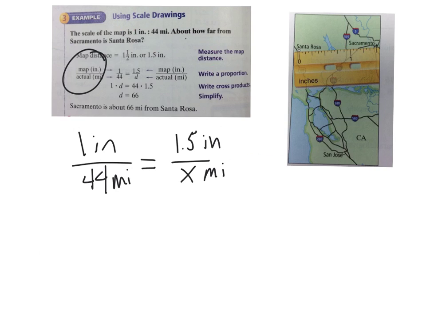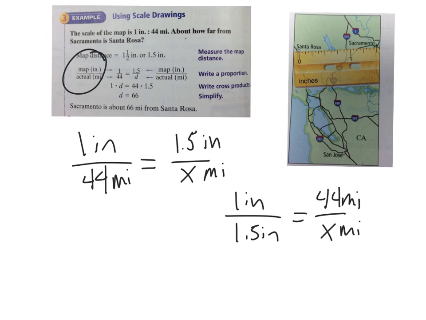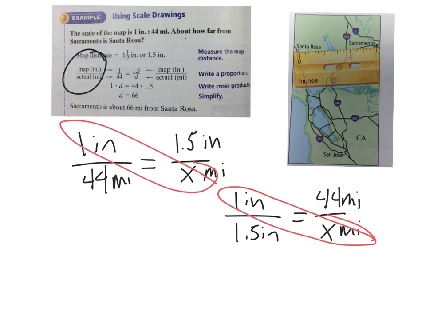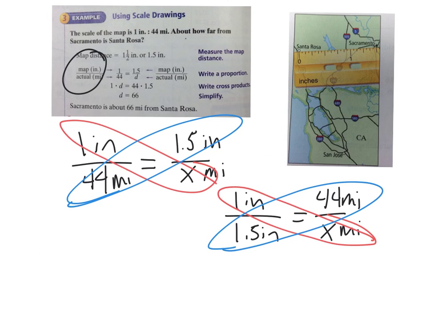Now another way you could have set it up, again, you're going to get the same results. You could say 1 inch equals 44 miles. And we would say 1.5 inches equals I don't know how many miles. And we're going to have the same answer no matter what. So if you take a look at your cross products here, on this one you're going to get 1 times x is x. Here you're going to get 1 times x is x. Here you're going to get 44 times 1.5. Notice you're getting the same cross products either way. That's why this works out no matter which way I set it up.